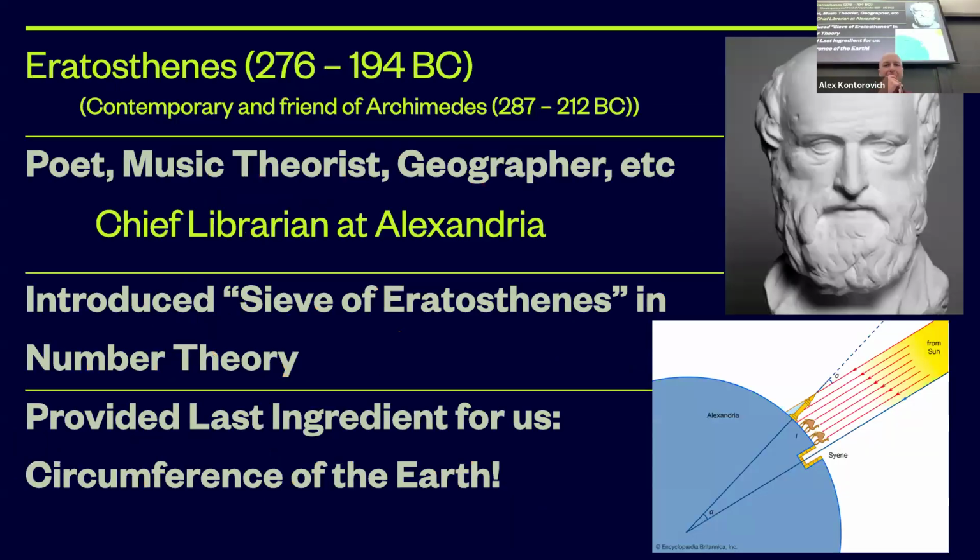Okay. Our final ingredient comes from this guy, Eratosthenes. A Greek friend of mine said, oh, you mean Eratosthenes? So apparently that's how you say it. He actually had a correspondence with Archimedes. And he is the chief librarian. Remember, we talked about this amazing library at Alexandria. He's the chief librarian. He's a poet. He's a music theorist, a geographer. He works in number theory. There's something called the sieve of Eratosthenes. And he provides the final ingredient for what Aristarchus was looking for by measuring the circumference of the Earth. Let's go over quickly how he does that, and you'll see how all of those pieces will finally come together.